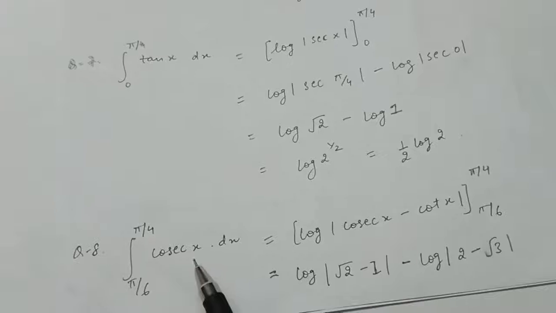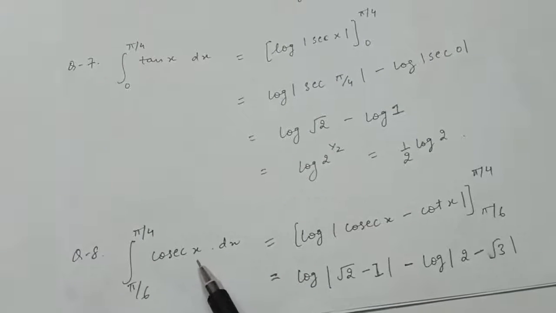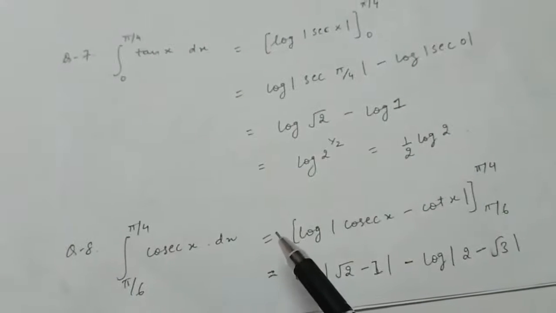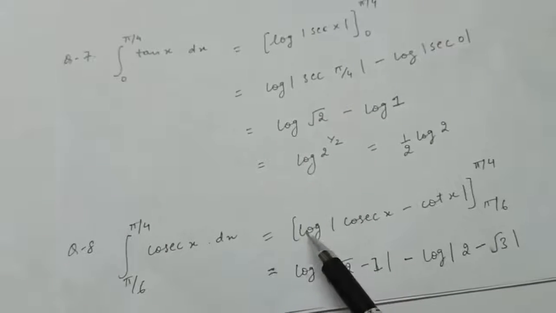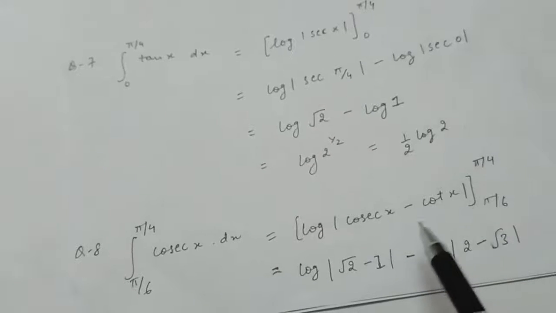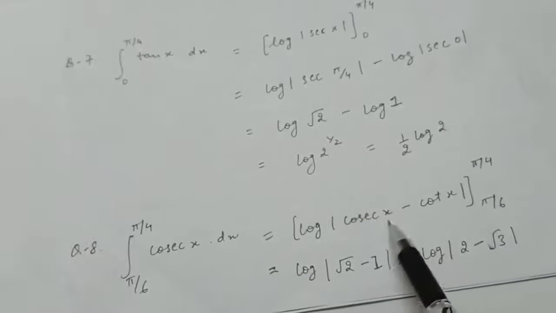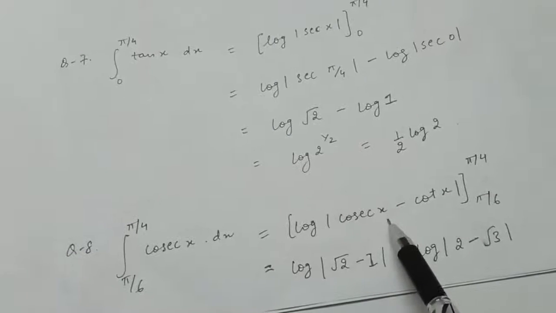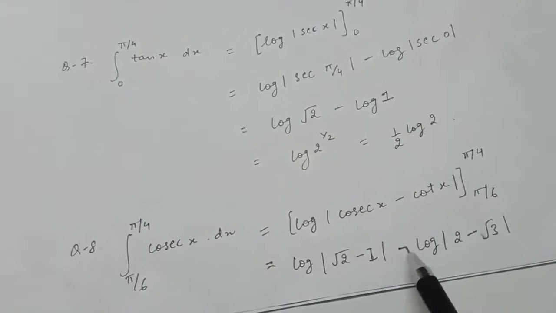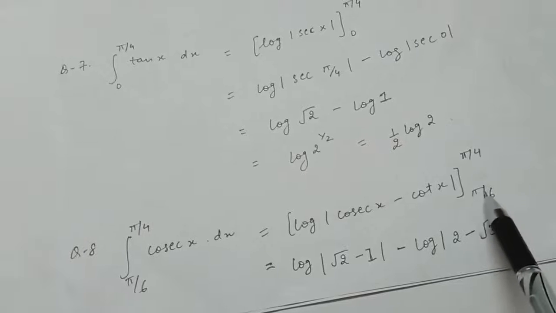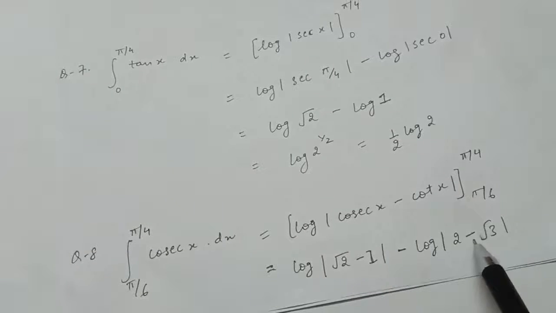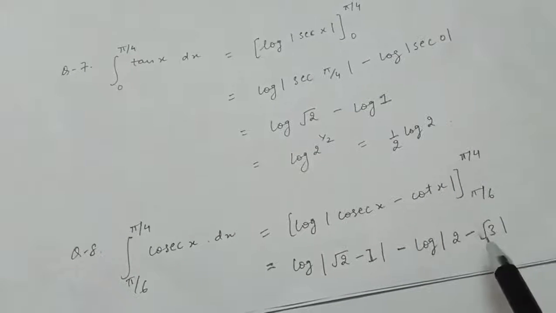Now question number 8 is the integral of cosecant x and the limits are from pi by 6 to pi by 4. So the integral of cosecant x is log mod of cosecant x minus cot x, pi by 6 to pi by 4. Now first of all put pi by 4 in place of x. So log mod of cosecant pi by 4 is root 2 minus cot pi by 4 is 1. Then minus, put pi by 6 in place of x. So you will get log cosecant pi by 6 is 2 minus cot pi by 6 is root 3, right?